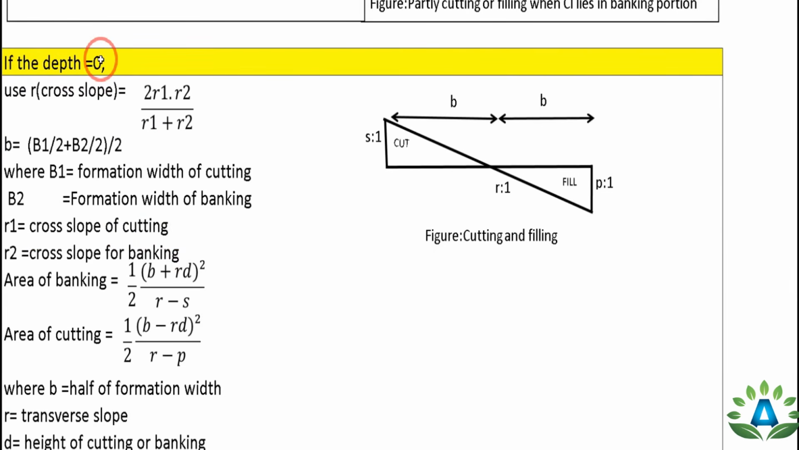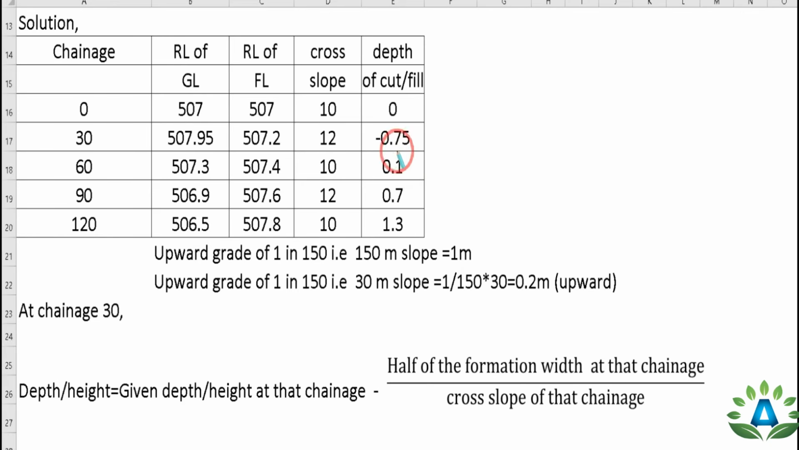Now our next step is to calculate the chains at which the depth equals to 0. So here we can see that this is the negative portion and this is the positive portion. So between these two values there lies 0. So we need to find the chains at which our depth equals to 0, and we need to calculate the area for cutting and banking at that balance point. But here we can clearly see that this portion is already 0 and this is minus 0.75. At the chains of 0, we have already calculated the area of cut and the area of banking, so we don't need to interpolate in these two values.